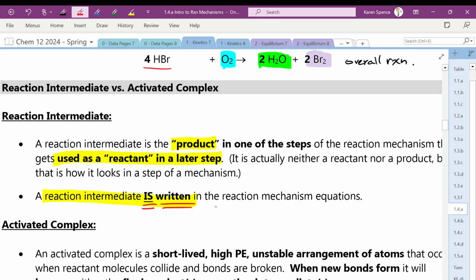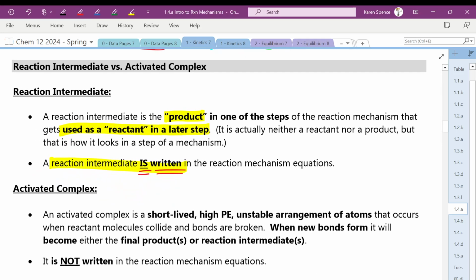Okay, so you will see it in the steps. Now, let's just remind ourselves, we went through this yesterday, so I'm not going to make you tell each other again, but an activated complex is a short-lived, high potential energy, unstable. Do you remember those three? Arrangement of atoms, or you could say chemical species that occurs when reactant molecules collide and bonds are broken, or you could say collide successfully, okay? When the new bonds form, it either becomes the final product or it will become the reaction intermediate if it's a step, okay? If it's an earlier step.